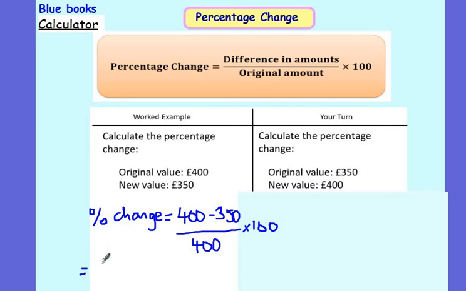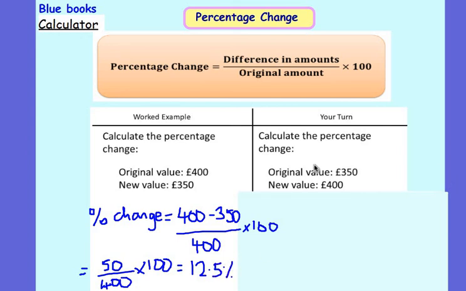$400 take away 350 gives me 50. So I've got 50 divided by my original amount, which was 400. Multiply my answer by 100. I can then use my calculator. 50 divided by 400 times by 100 tells me that the percentage change in this case is 12.5%.